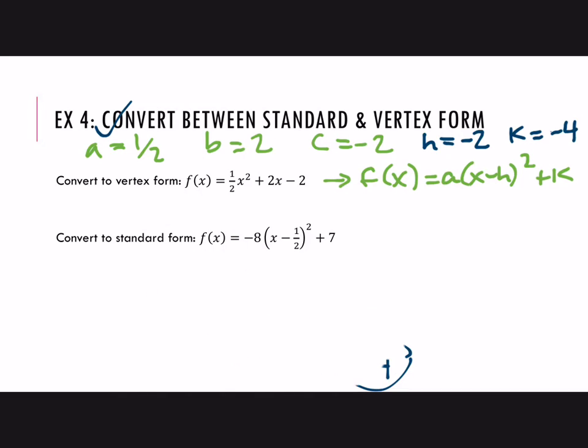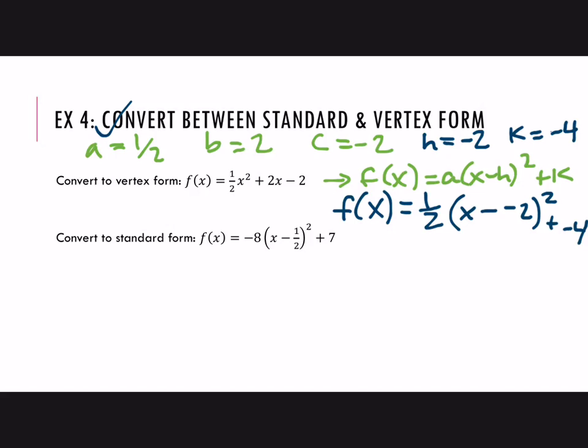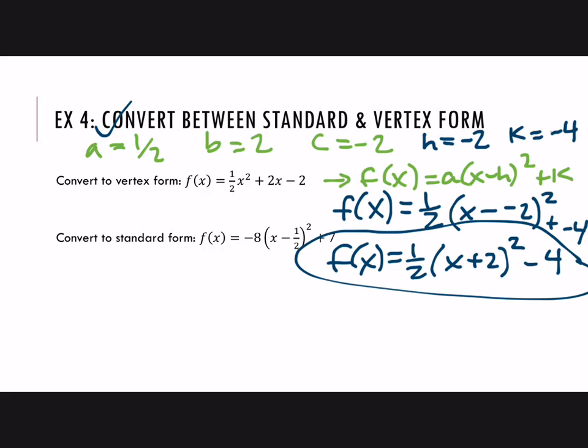Alright, so now I need to finish this off and actually write the vertex form. I have everything that I need. So vertex form is f of x equals a, which is 1/2, and then in parentheses x minus h. So now I have x minus a negative 2, and we're going to write that as x plus 2. And then plus k, I have plus a negative 4. So my final answer would be 1/2 times x plus 2 squared minus 4. And that's vertex form.